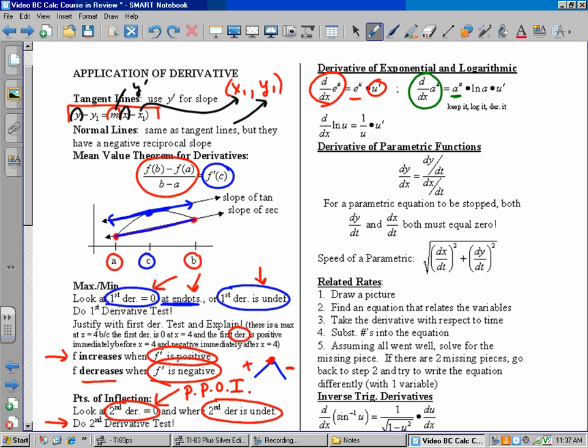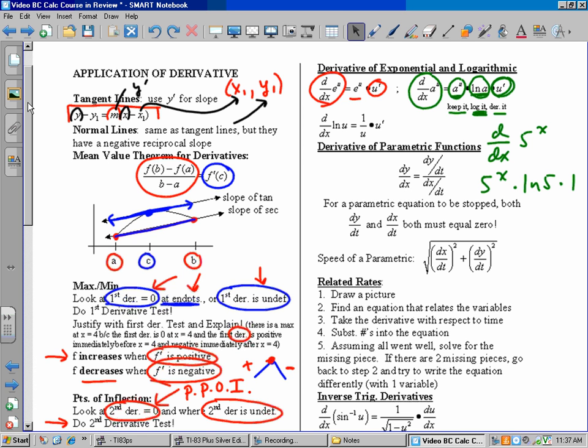The derivative of an exponential other than e to the x is: keep it, a to the u, log it, take the natural log of the base, and then multiply by the derivative of the exponent. So keep it, log it, derive it. Keep it, a to the u, log it, take the natural log of the base, and derive it, take the derivative of the exponent. So if I wanted the derivative of 5 to the power of x, that would be keep it, log it, derive it.